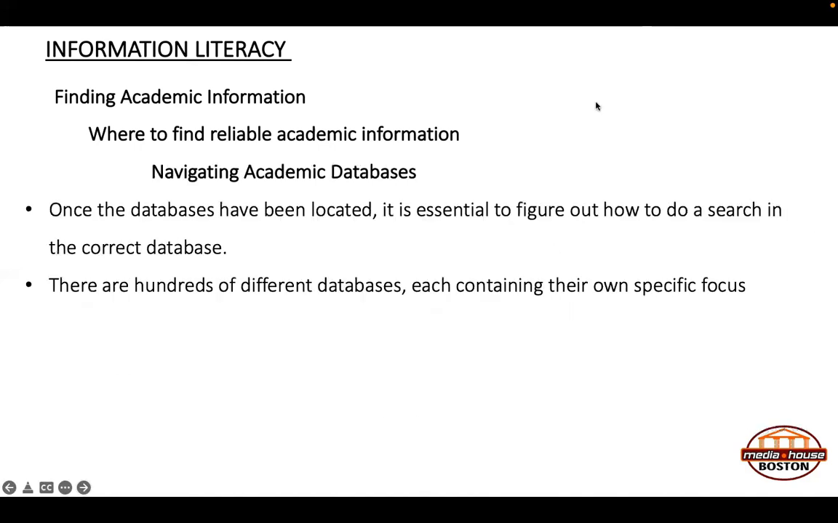Yes. And once you are in these databases, as I said, it's essential for you to understand how to do a search, because the search process can be complicated as well. Questions?